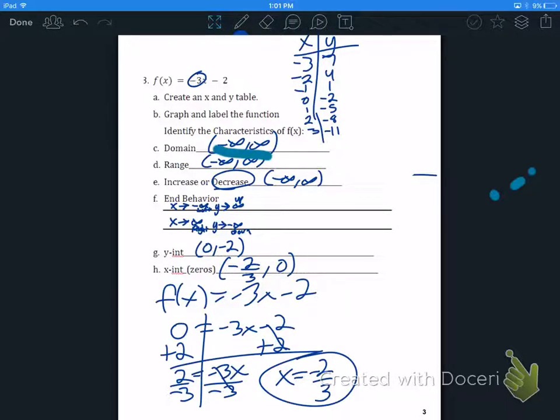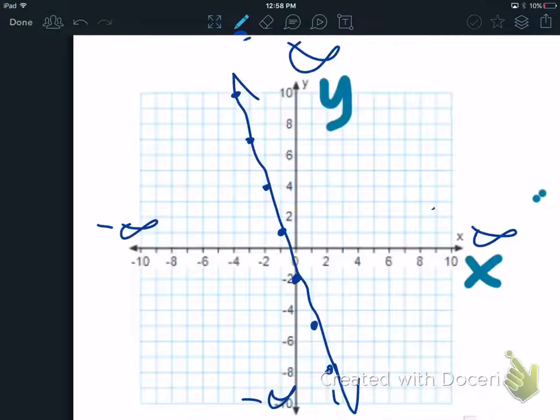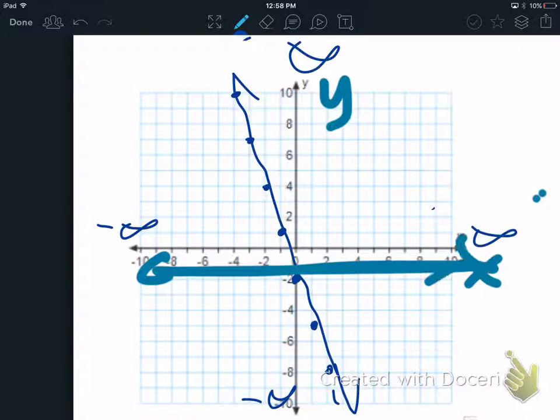Domain, the line goes forever left to right. Range, forever from down to up. As you can see, it goes forever from left to right and forever from down to up.